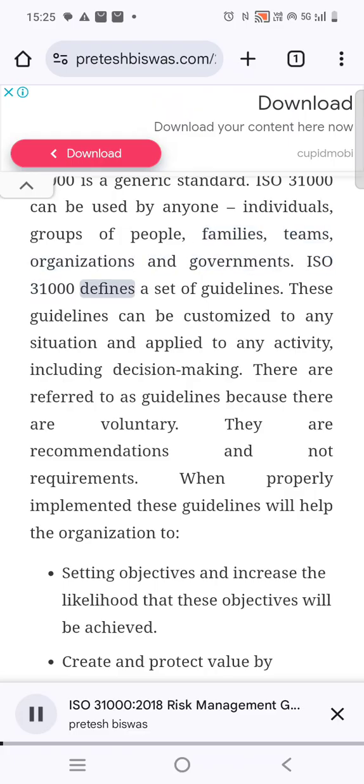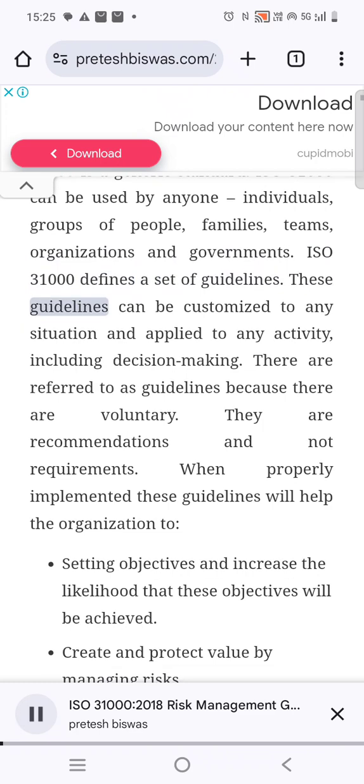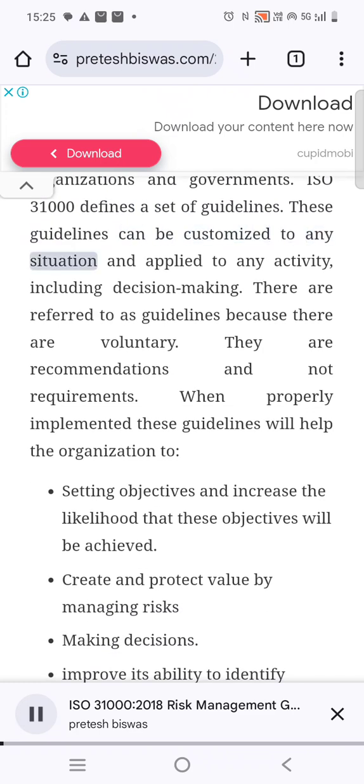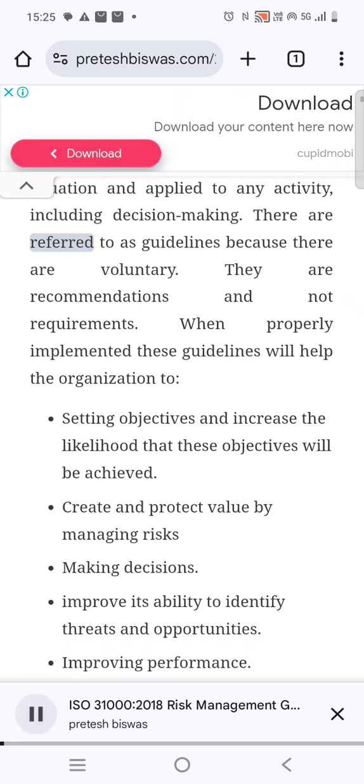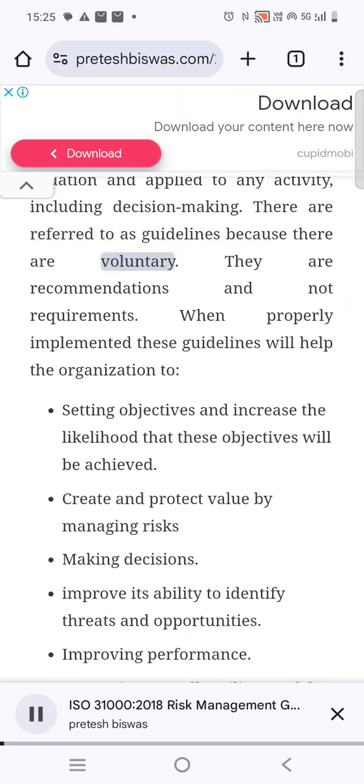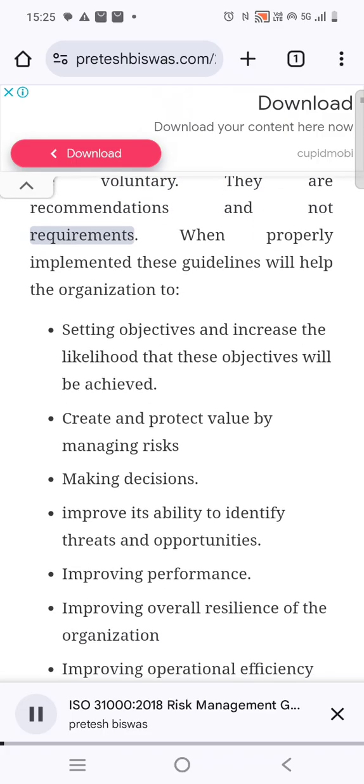ISO 31000 defines a set of guidelines. These guidelines can be customized to any situation and applied to any activity, including decision-making. They are referred to as guidelines because they are voluntary. They are recommendations and not requirements.